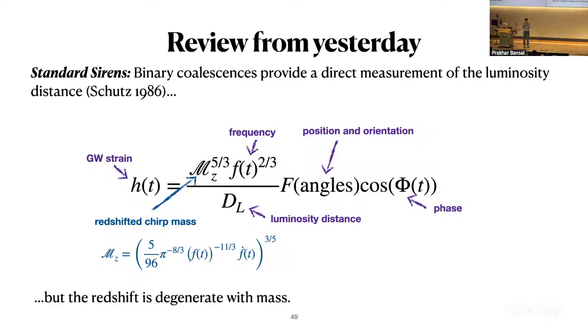And then its amplitude in our detectors directly tells us the luminosity distance. We also talked about how there's this function of the angles, so the inclination of the binary is degenerate with the distance in that way. And of course, the redshift of the source is completely degenerate with its mass because the frequencies are redshifted. And so the chirp mass that we measure is the redshifted chirp mass, so the true masses of the systems times 1 plus redshift.